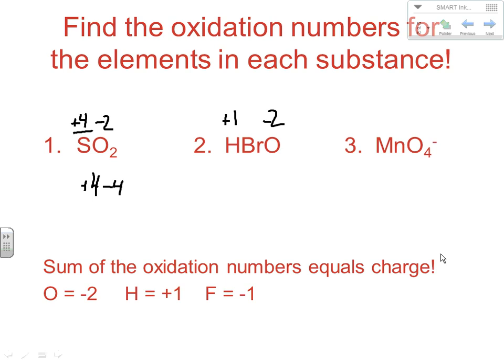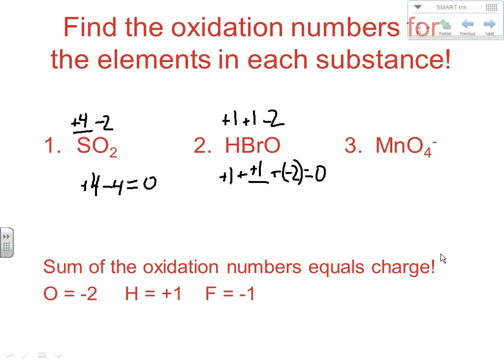Now remember, just like before, these had to add up to their charge. Same thing is going to happen here. If I've got 1 H, it's a plus 1. And then I've got my Br, and then I've got my O, which is a minus 2. That has to add up to 0 because that's the charge on HBr. It's neutral. So positive 1 plus what plus negative 2 equals 0? Well, if Br was a positive 1, that would work. So that's got to be my missing oxidation number. So the total adding up to the charge is how we figure out everything else.